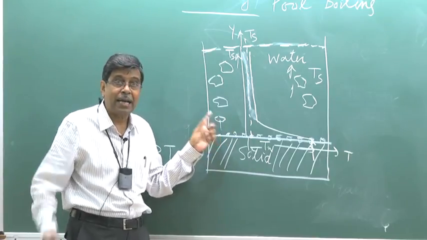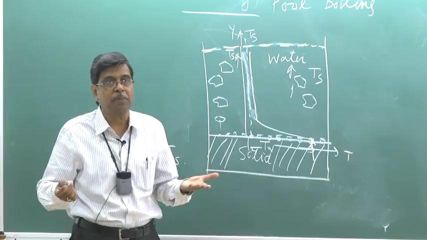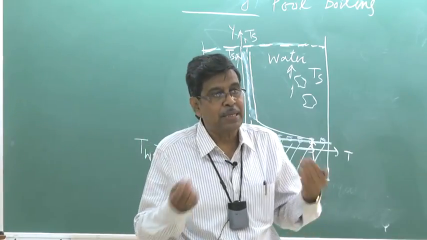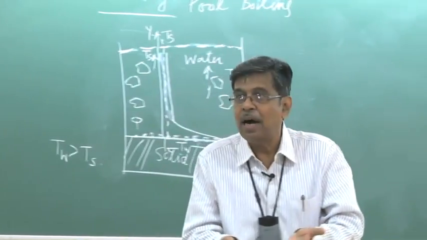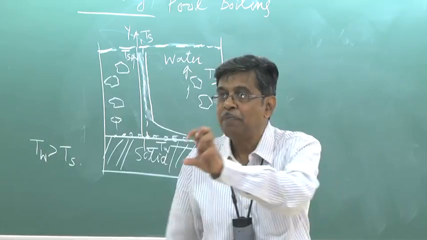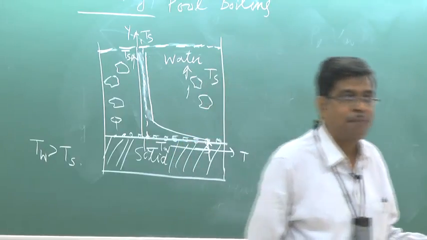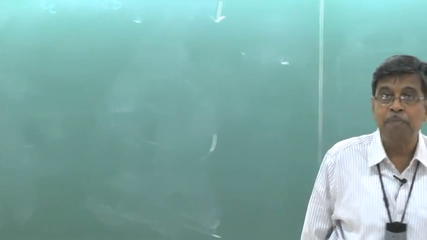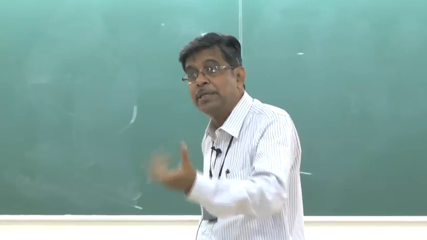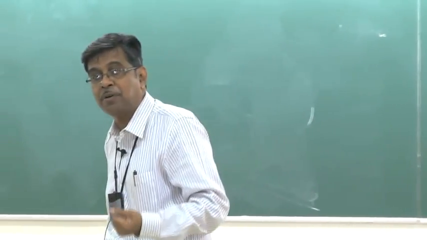heat will either come into the bubble or go out of the bubble. That means if the steam temperature or the vapor temperature is more than the outside liquid temperature, then the heat will go out and the vapor will condense and the bubble will collapse. But if it is the other way, that's why I told you it depends upon the surface tension characteristics, it depends upon the temperature and pressure of the liquid, try to understand.